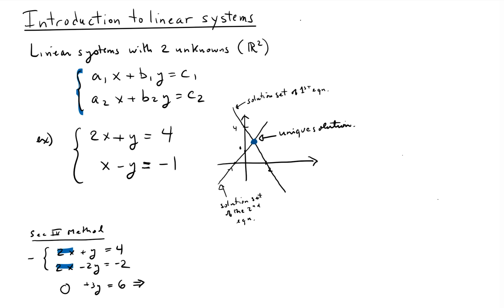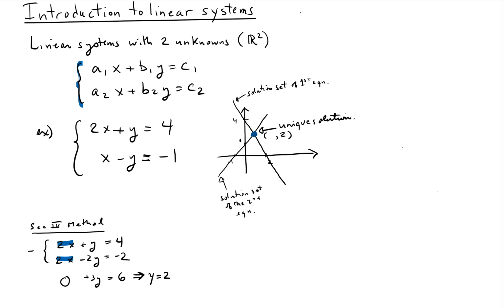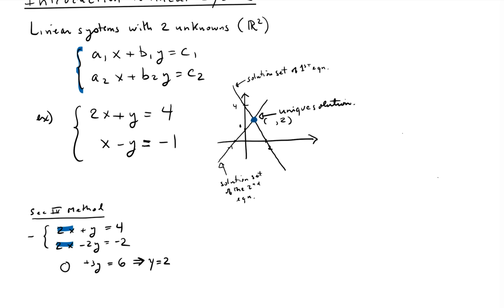And that implies that y is 2. So I know that in my solution, my unique solution has a y coordinate of 2. To get the x coordinate, all I need to do is use one of the two equations in my system and solve for x by replacing y by 2.